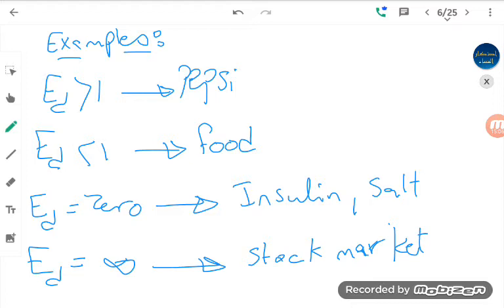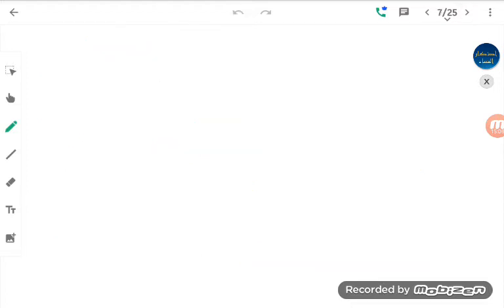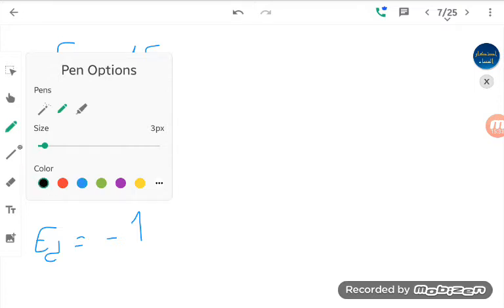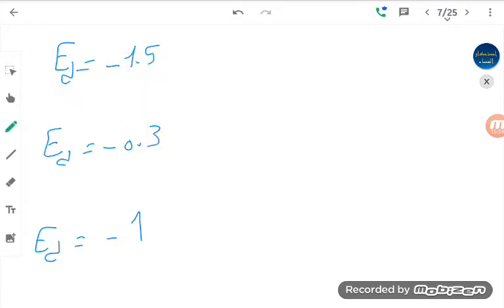Okay, so if you calculate elasticity of demand and it is negative 1.5, negative 0.3, negative 1, what is the meaning of each one of them? Number 1, negative 1.5. As we said before, we are going to neglect the negative sign and take the absolute value. The absolute value is greater than 1, so it is elastic demand.